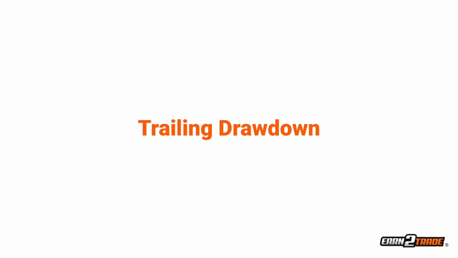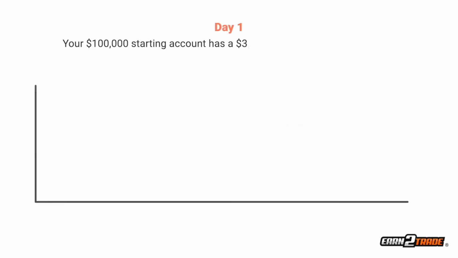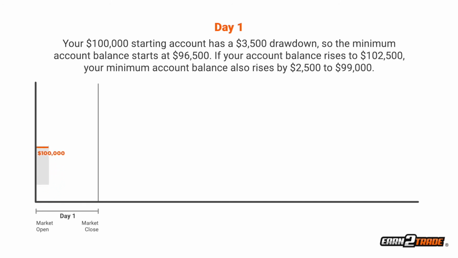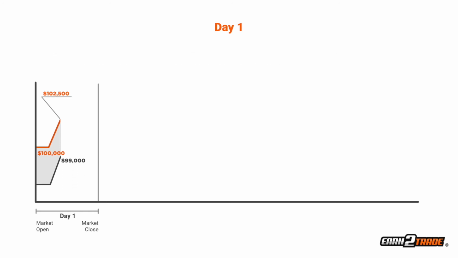Let's first start off with a refresher on the trailing drawdown concept. With the trailing drawdown, we'll imagine that we have a $100,000 starting account. This means that we have a $3,500 trailing drawdown. That means that the minimum account balance would be $96,500. If our account balance were to rise to $102,500, representing a $2,500 increase, then our minimum account balance would also rise $2,500 to $99,000.